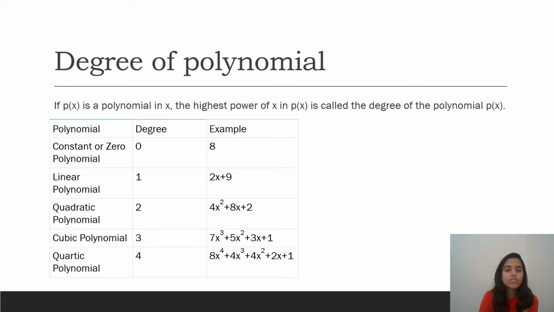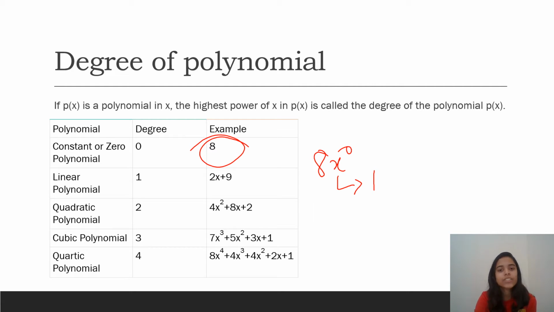Okay. So the first example is 8. The first question you get is, is 8 even a polynomial? Yes, it is. Don't forget that 8 can be written as 8 into x power 0, where x power 0 is nothing but 1. So what we can conclude from this is it is a polynomial with degree 0, because its power is 0. The highest power in this is 0. So the degree is 0 and it is known as the zero polynomial.